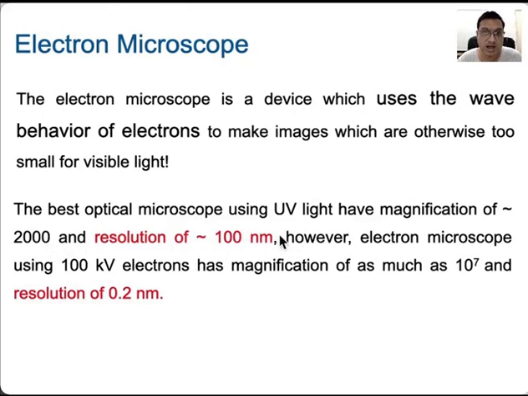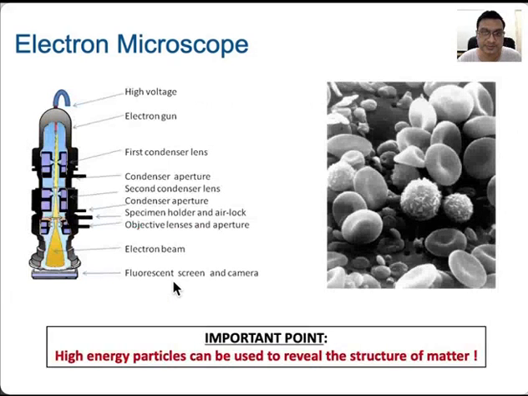of 100 nanometer. However, an electron microscope using 100 kilo electron volt electrons has a magnification of as much as 10 to the power 7 and a resolution of 0.2 nanometer. So you see that instead of limiting yourself to 100 nanometer, you can go down to 0.2 nanometer using electrons with high voltage. Here is a typical layout of your electron microscope. I will not go into detail, but if you use this microscope, this is the image of a bacteria, and you can see how clean and detailed the information is.